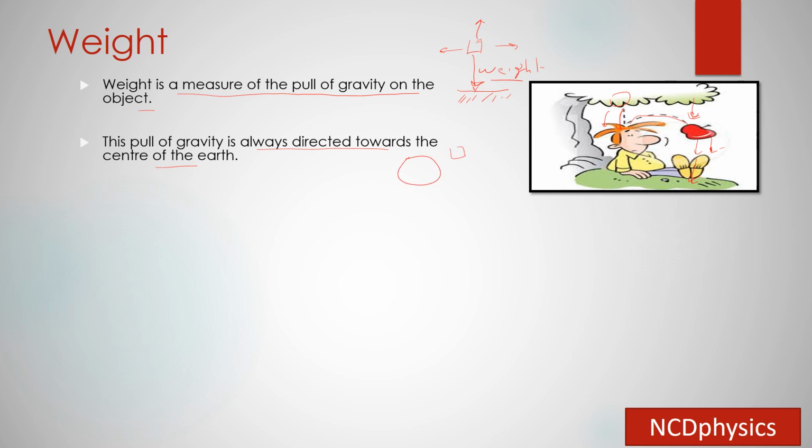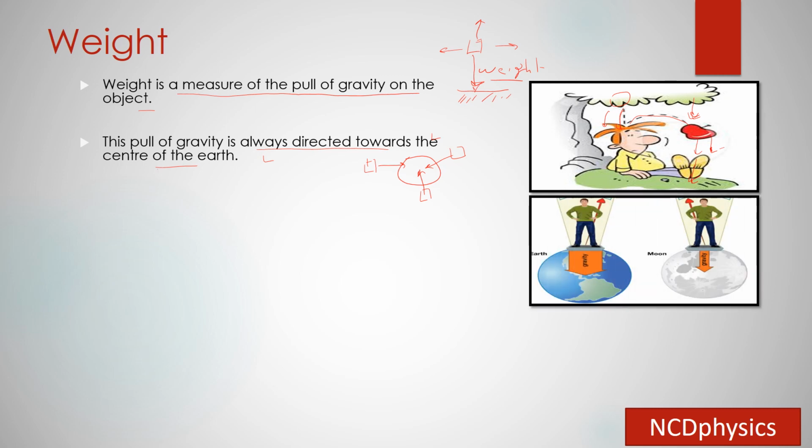So for example, I have this, it is earth. So this pull of gravity is towards the center of earth. Okay, so for example, I have an object here. The force acting, the pull, is again towards the center of earth. For example, the object is here, so this pull of gravity is again towards the center of earth. That's why we can say that the pull of gravity is always towards the center of the earth. Okay, if that is moon, it is towards the center of moon.